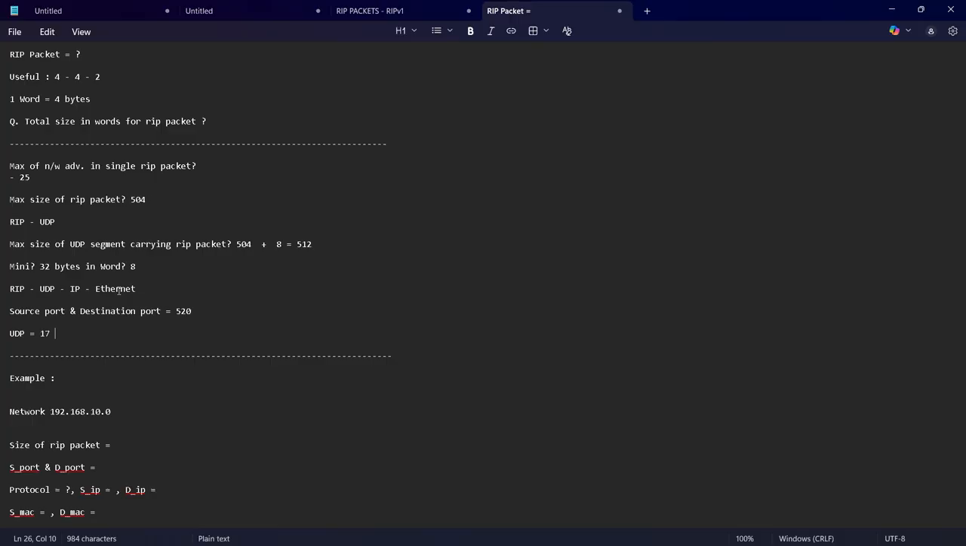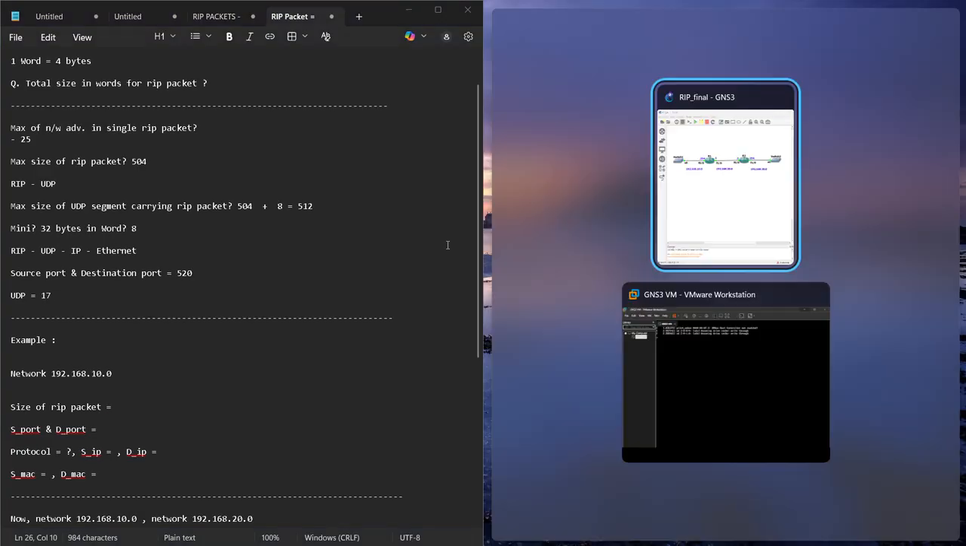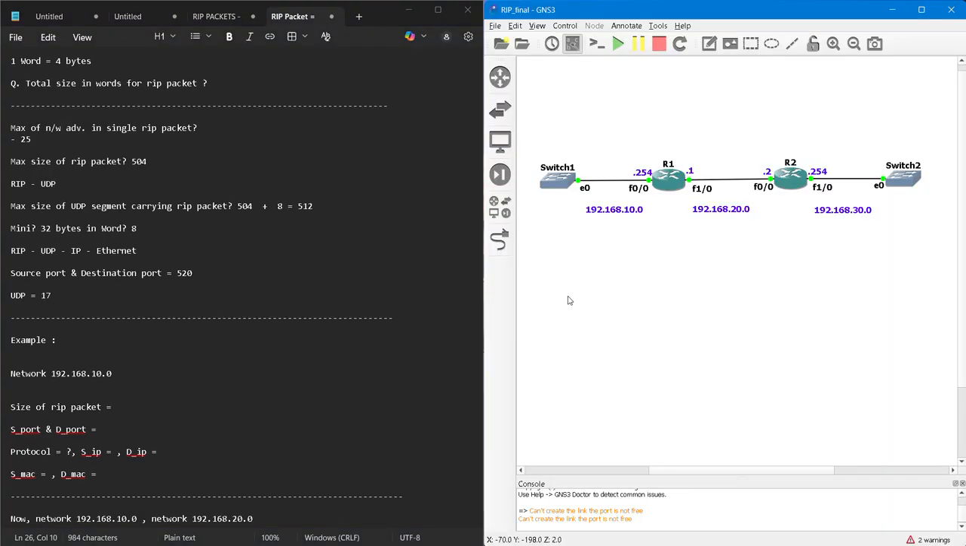So let us see what will happen in the Ethernet. What is the value of our source IP, destination IP? What is the value of source MAC, destination MAC with this example? For this, let me pull out the topology. As you can see, this is the topology that we are using to demonstrate the example. We are advertising the network 192.168.10.0. When I'm advertising this network, the RIP packet will go out from this port, FastEthernet 0/0.